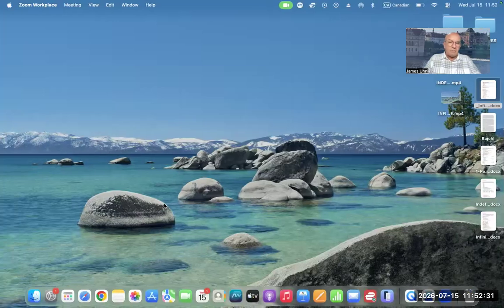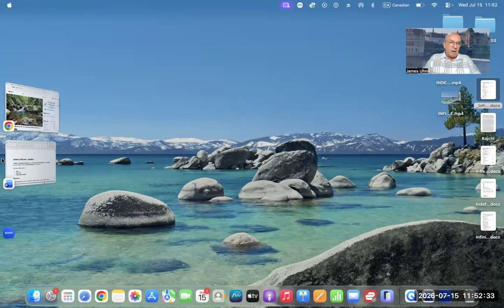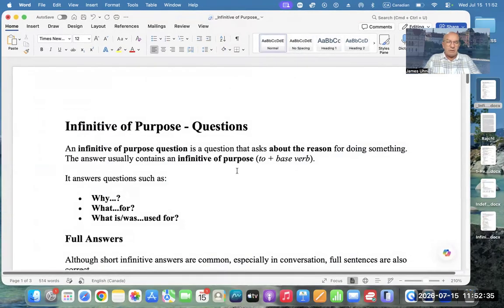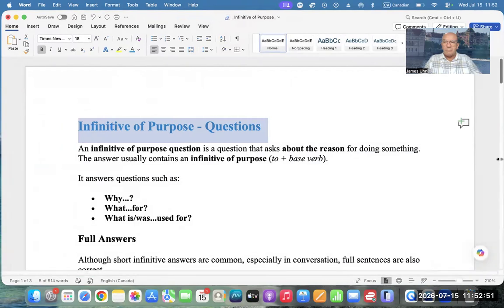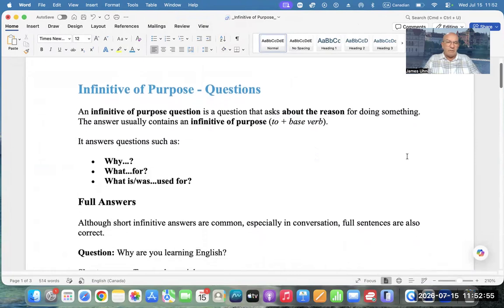So let me share my screen with you because this is actually a big subject and it's important to understand it. So, infinitive of purpose questions. Let me make it slightly bigger, so it's easier to navigate.